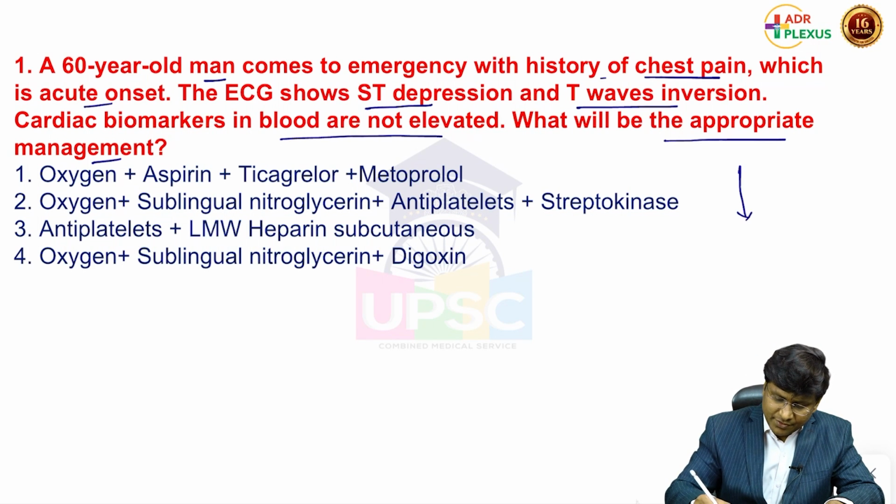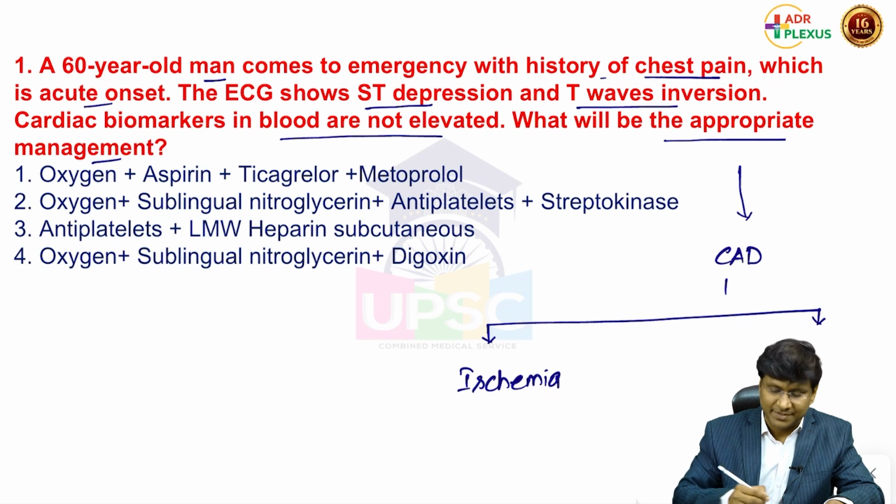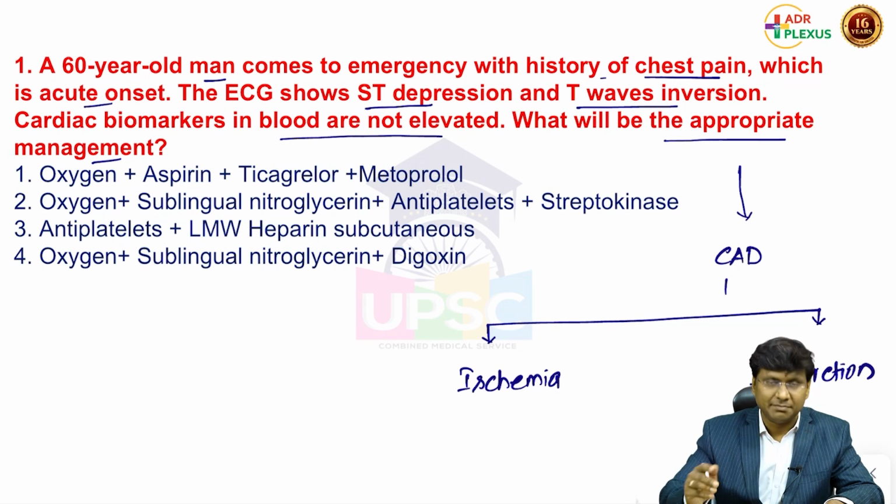This clinical scenario is suggestive of coronary artery disease, right? And how do we classify this coronary artery disease? We classify it into individuals with ischemia, where there is only decreased blood supply, and the second group of individuals with infarction, where there is death of the myocardium.